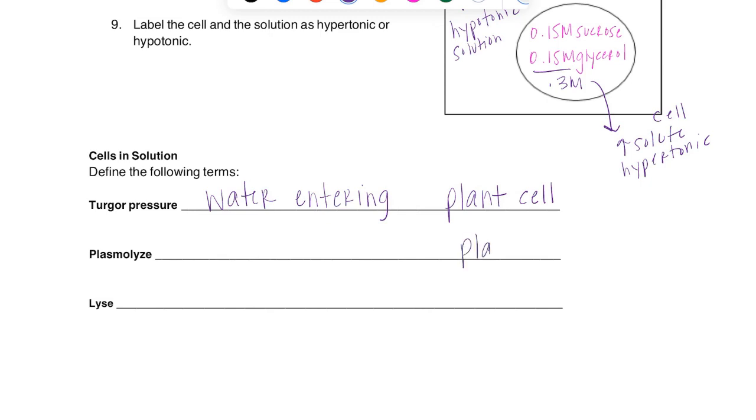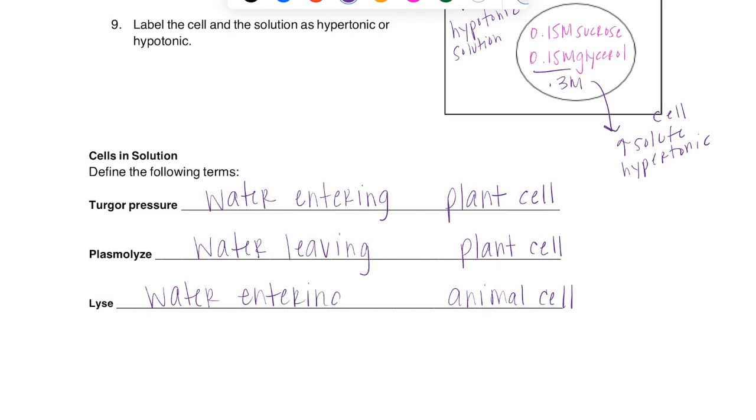Plasmolyze. This was another term for our plant cell, and this is when water leaves. Lyse. This was our term for animal cell, and this is where water enters our animal cell. And for whatever reason, it's not on there, but I think it's a good time to go ahead and review the term crenate. This is where water is leaving an animal cell.